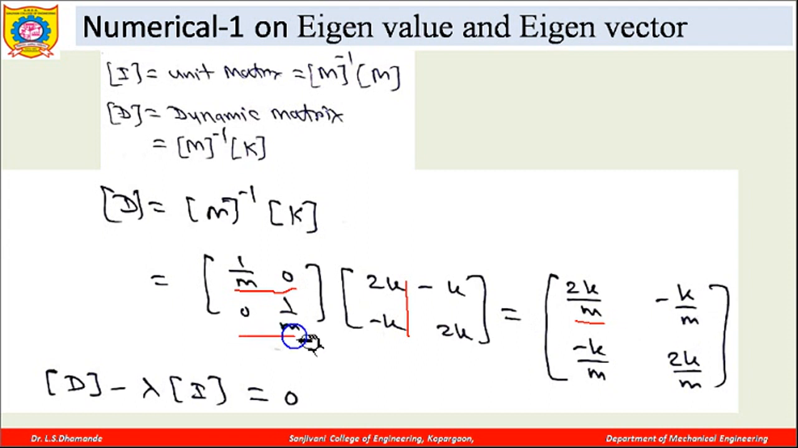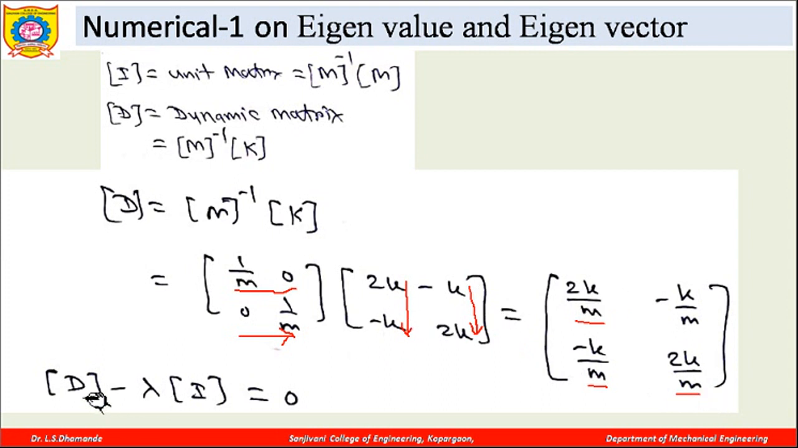Similarly now second row horizontally like this, and the first column here. So first element is 0, so 0 multiplied by 2k will be 0, and 1 by m multiplied by minus k will be minus k by m, so it is written here. Similarly I have to again do this row and this column. Okay, so multiplication of this 0 multiplied by minus k will be 0, and 1 by m multiplied by 2k will be equal to 2k by m. So you are getting this element 2k by m. So in this way you are going to get the product of this m inverse k.